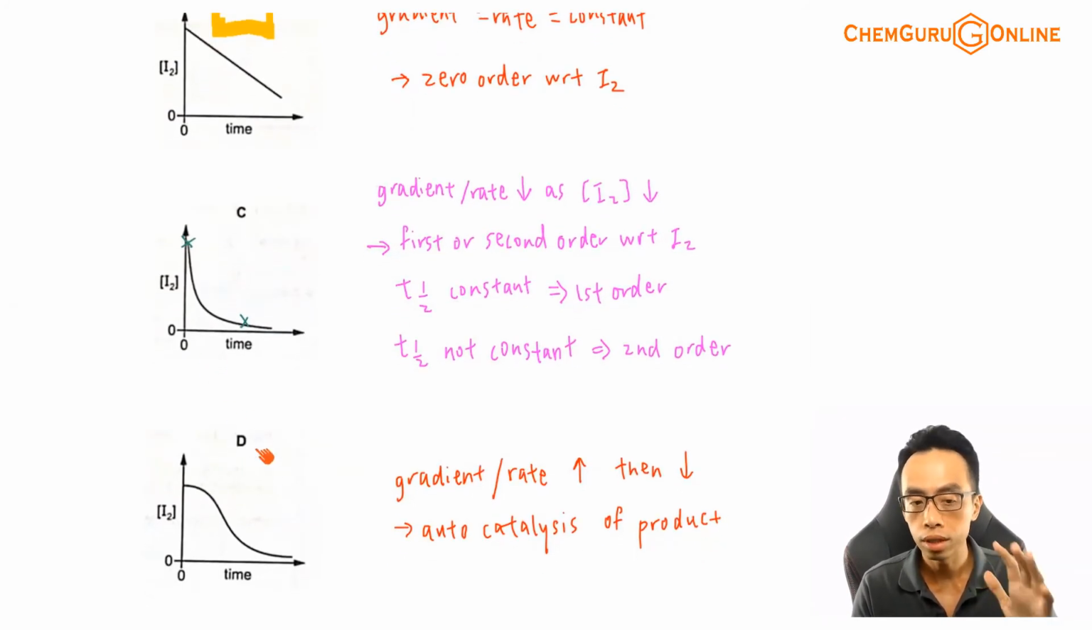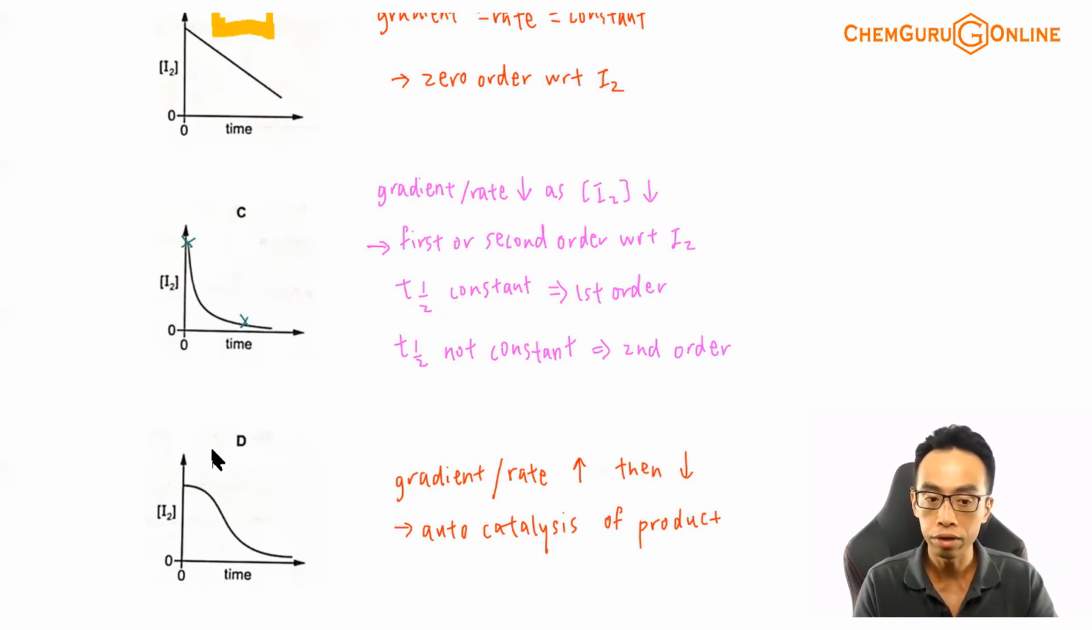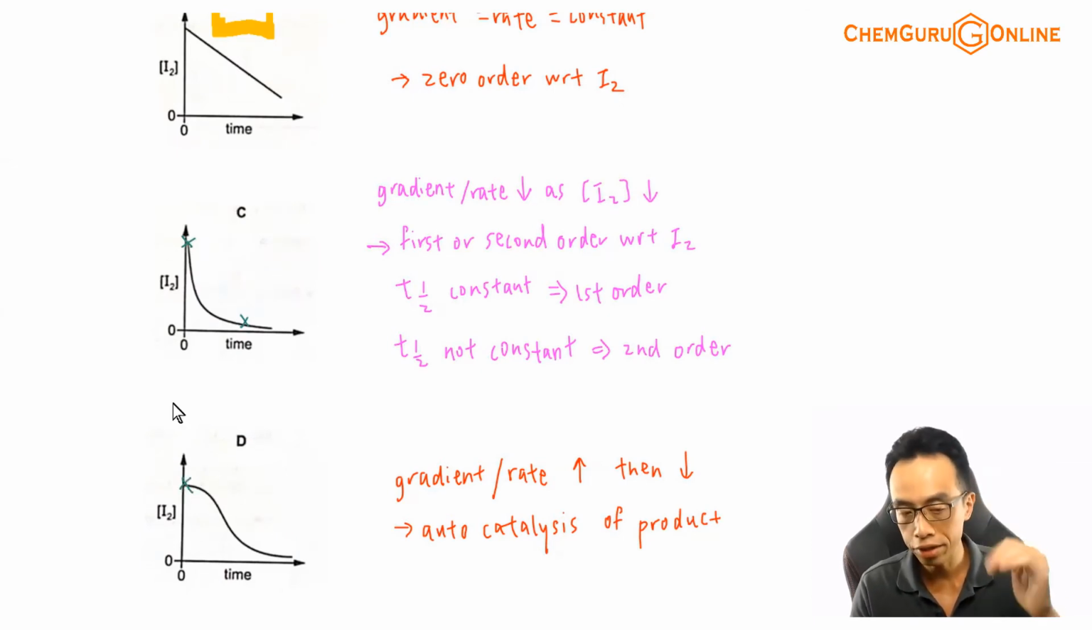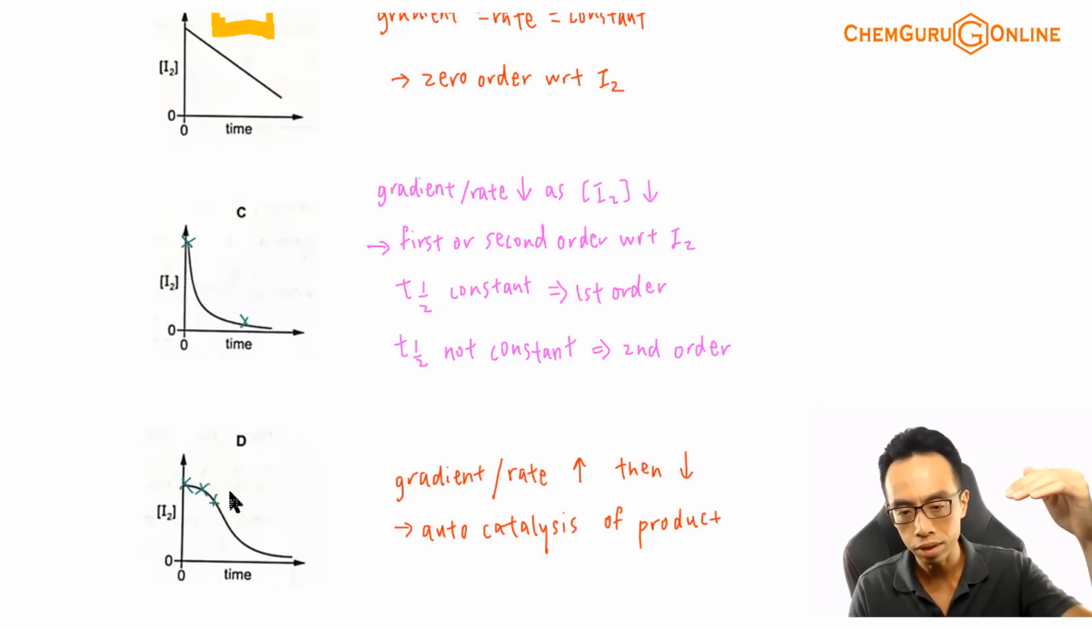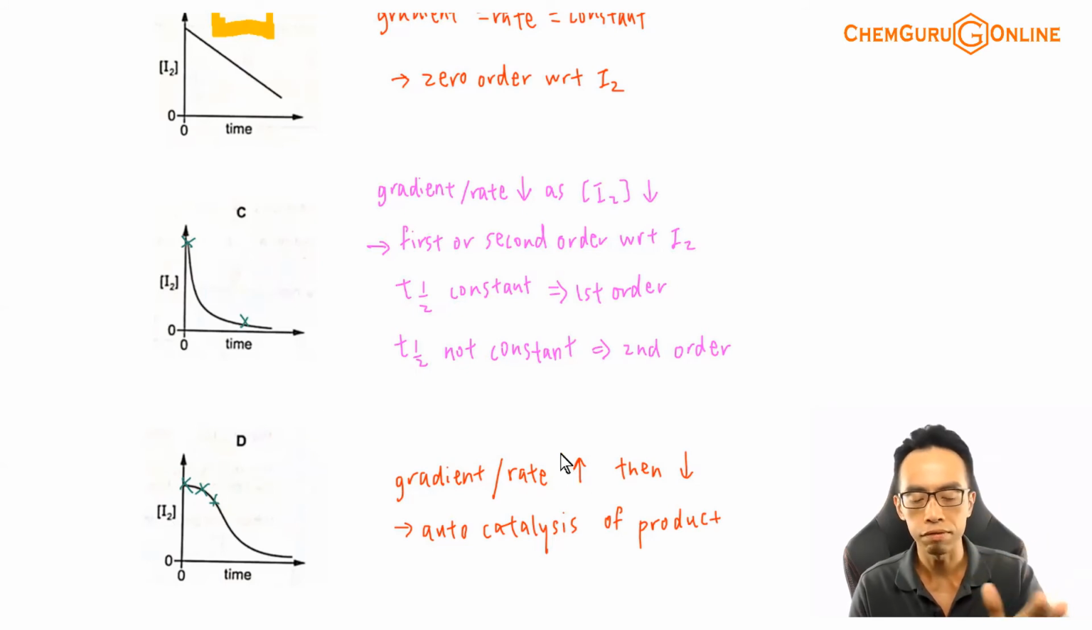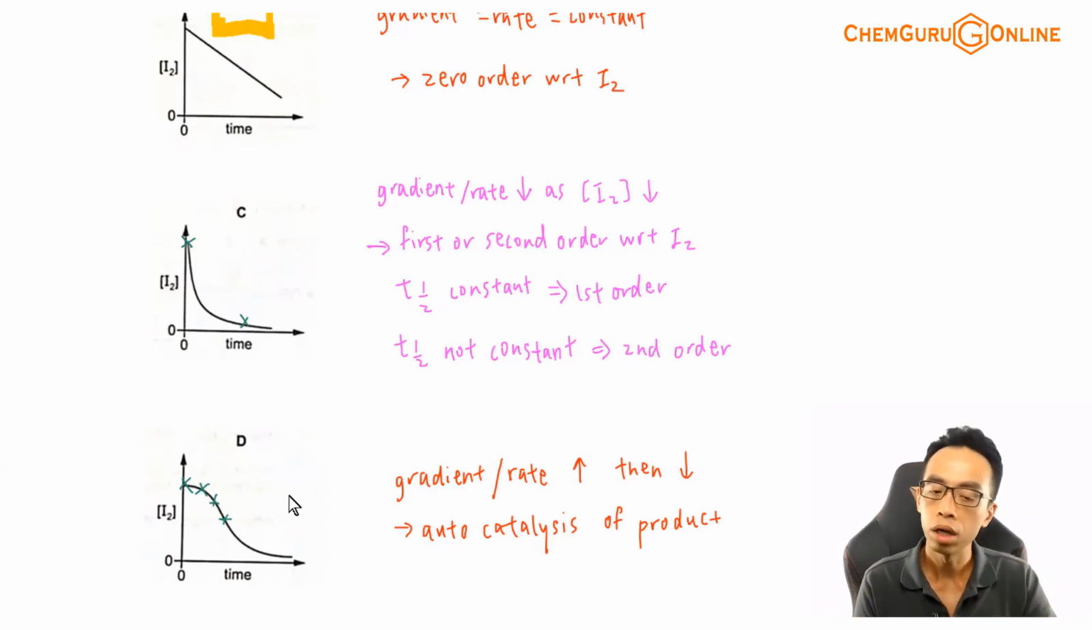Now finally, for option D, you notice at the beginning, the rate of the reaction is very slow. The gradient is very gentle at the beginning here, when you have very high concentration of I2, but slowly it increases, it picks up speed, and it becomes faster and faster, correct? You notice when I slowly decrease the concentration of I2, the rate of the reaction actually becomes faster and faster, the gradient becomes steeper and steeper. But eventually it reaches a point, maybe somewhere here, then the rate of the reaction again starts to slow down because the gradient becomes more and more gentle.